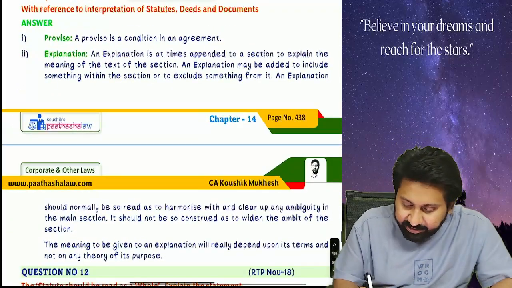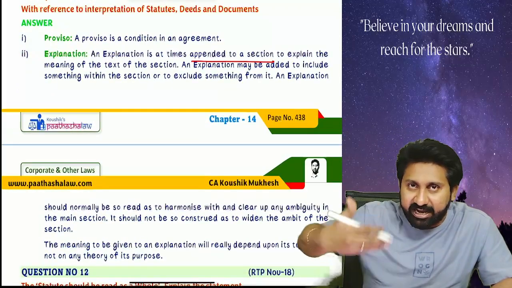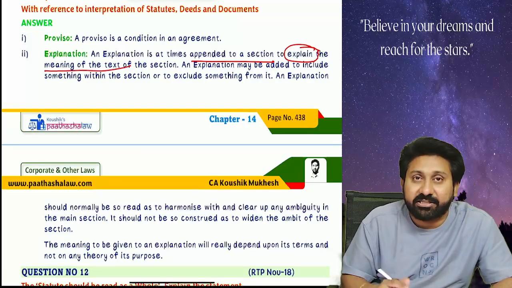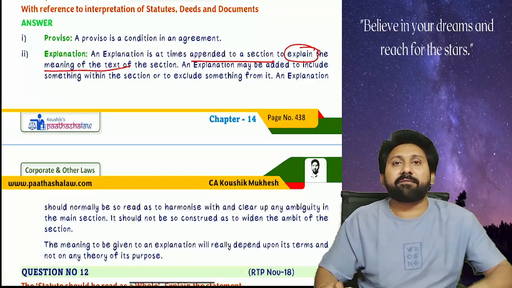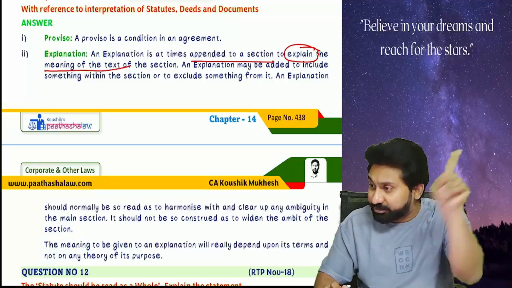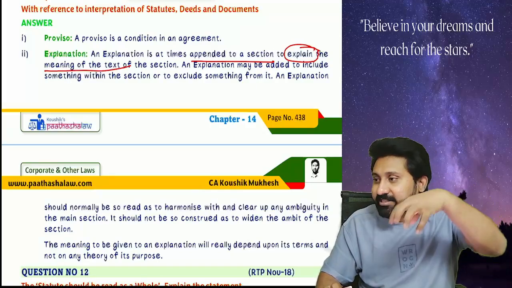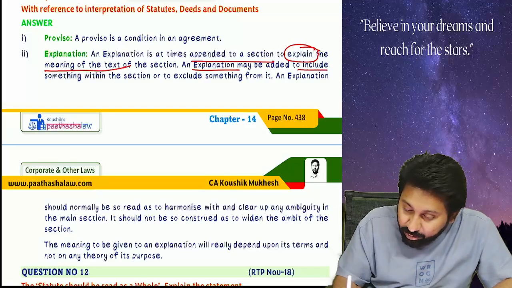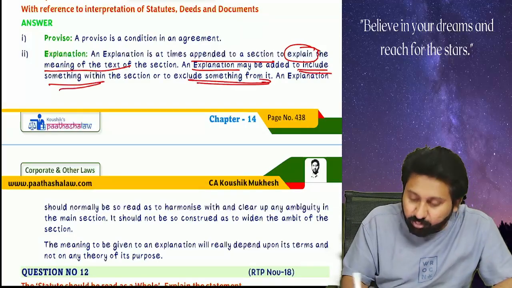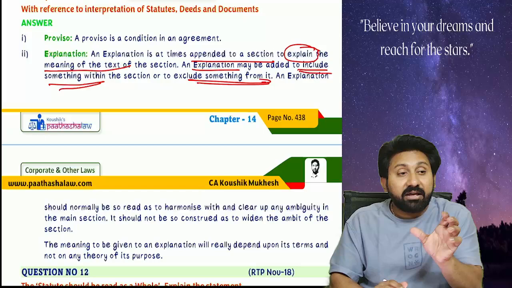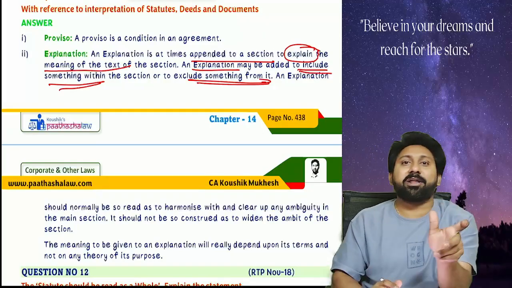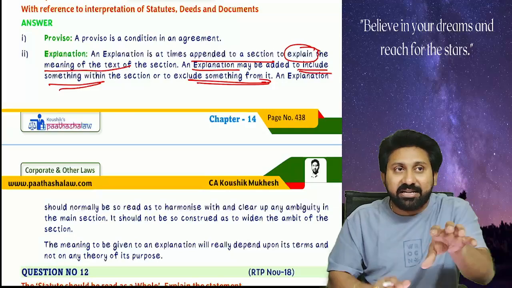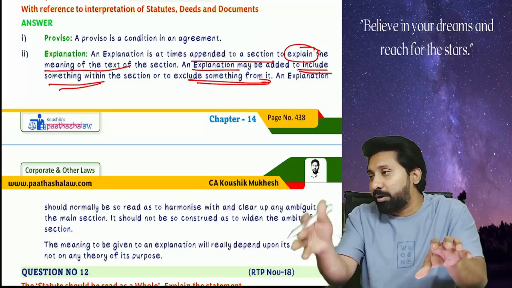An explanation is appended to a section, meaning attached to the section, to explain the meaning of the words. The meaning of the words in the act can be defined in two ways. One, section 2 definitions. Two, every section has explanations. An explanation may be added to include something or to exclude something. Here, the word company includes body corporate. This is an inclusive explanation. In some sections they will say this will not come. That is an excluding explanation.